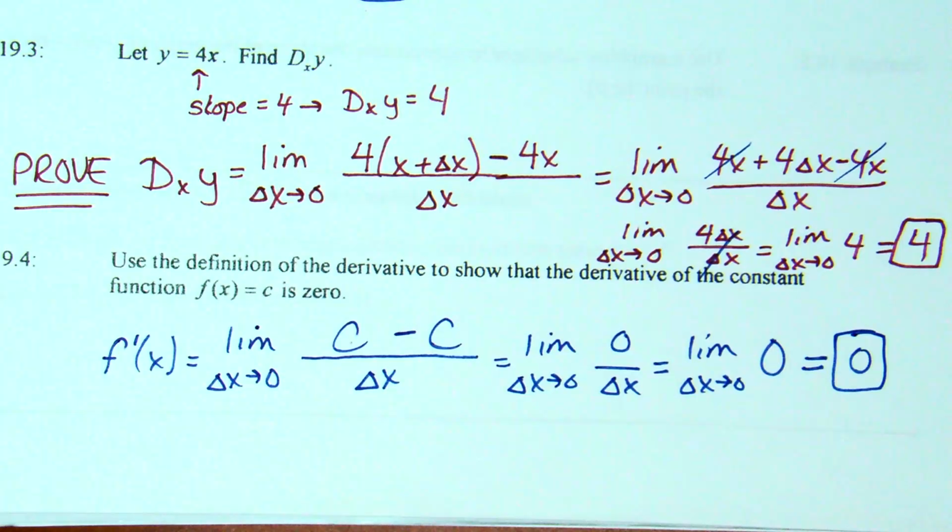So we used the definition of the derivative to show that the derivative of the constant function is 0. When we say the constant function, that's like saying f of x equals 4, which is like y equals 4. What does the line y equals 4 look like? Y equals 4 is a horizontal line, and what's the slope of a horizontal line? 0.